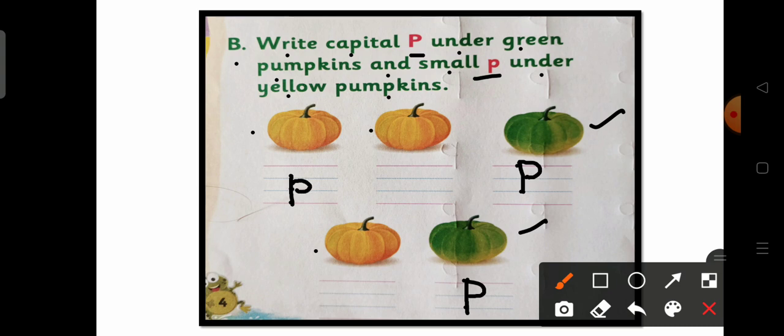This is small letter P, standing line and a curve from top till the center. This is small letter P, standing line and a curve. Sound of P is P.